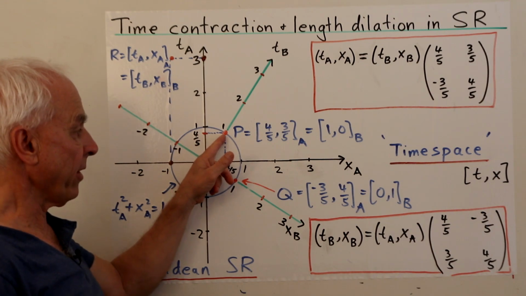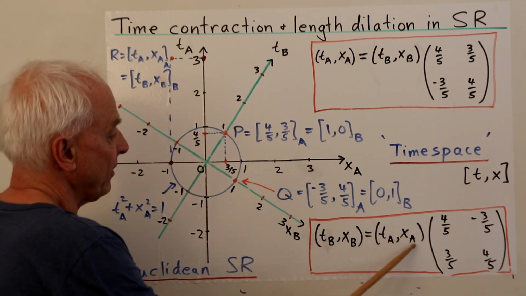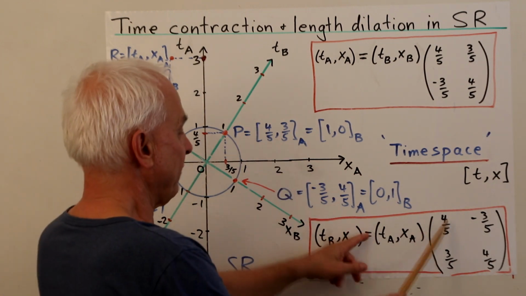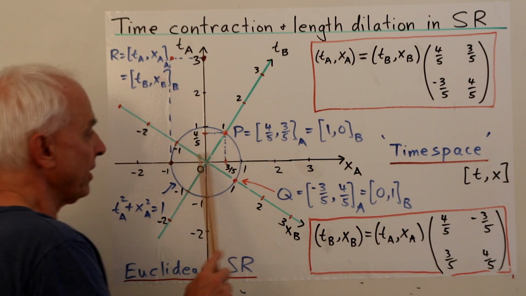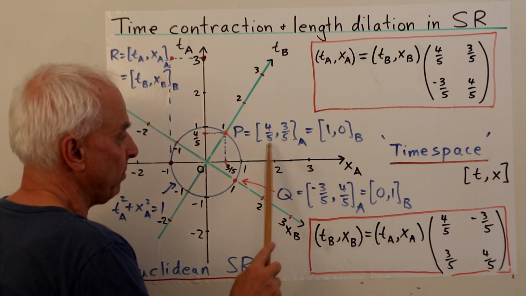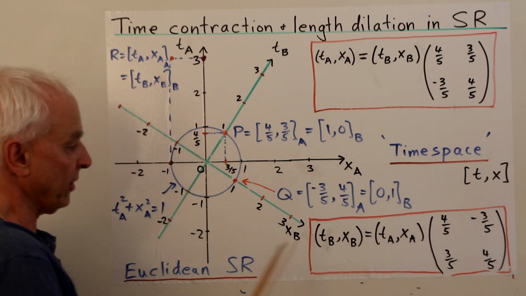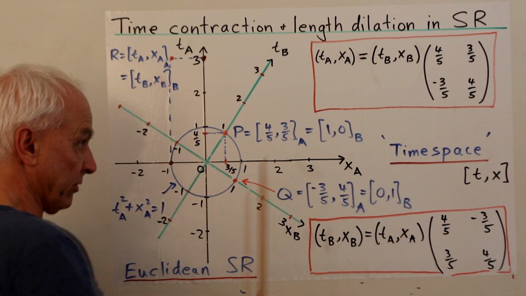This point here, okay, its coordinates are 4/5, 3/5. If we plug in 4/5, 3/5 here, you're going to get 1, and over here, you're going to get 0. So the system does work. We are, in fact, going to get 1, 0 if we plug in 4/5, 3/5 here. And you can check the same thing as here. The coordinates of this thing in the B frame are 0 and 1.